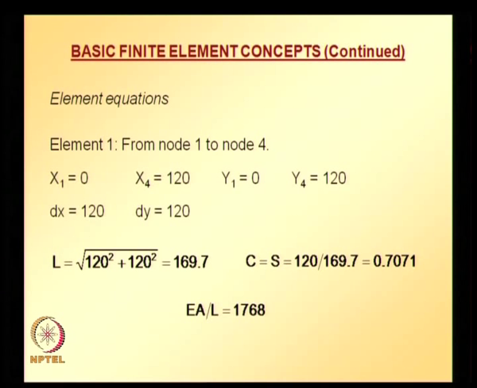E A over L is also calculated based on the material property Young's modulus. Cross sectional area of member is given. So, once we know length, we can calculate that quantity. So, this is for element 1, which is going from node 1 to node 4.